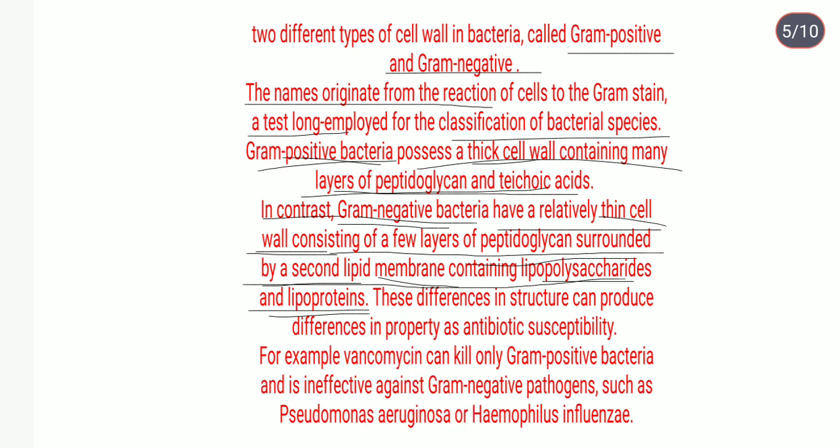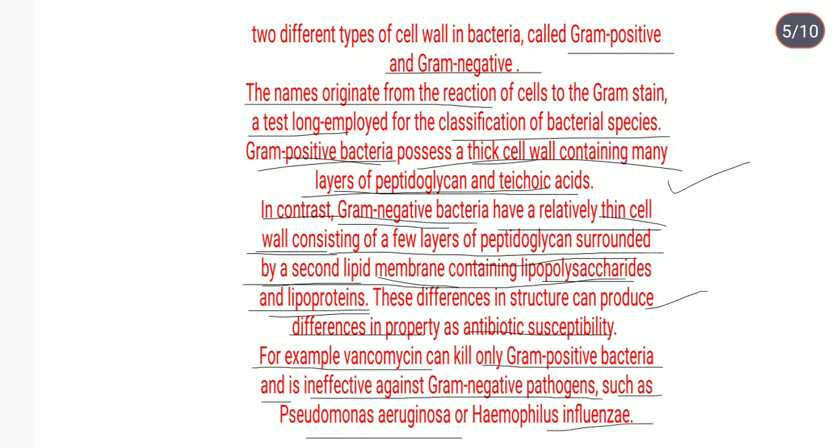And this difference in structure can produce differences in the property of antibiotic susceptibility. For example, vancomycin kills only gram-positive bacteria and is ineffective against gram-negative pathogens.